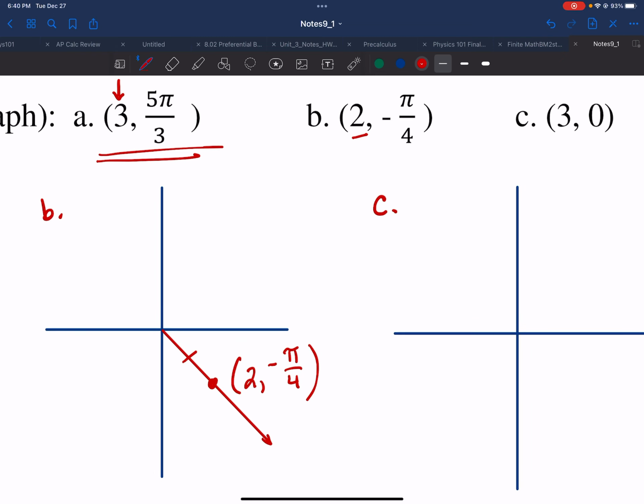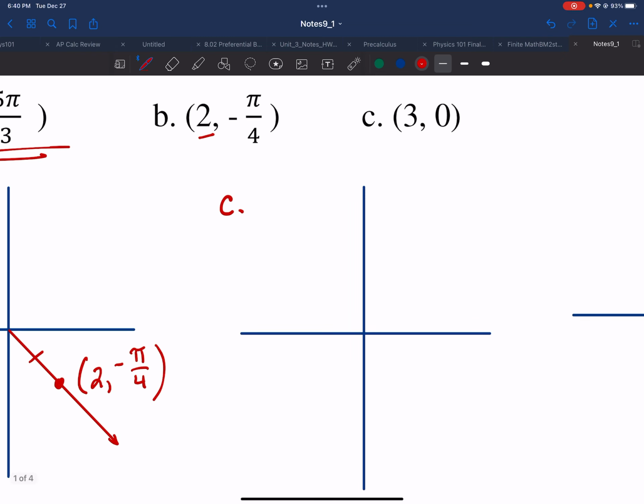Let's look at C. C is 3, 0. So I'm looking at my angle here. My angle is 0 degrees. So this is 0 degrees. And then I'm marking it 3. 1, 2, 3. So this is actually going to be 3 comma 0. What's interesting about this one is that my polar coordinate and my rectangular coordinate are actually identical here.